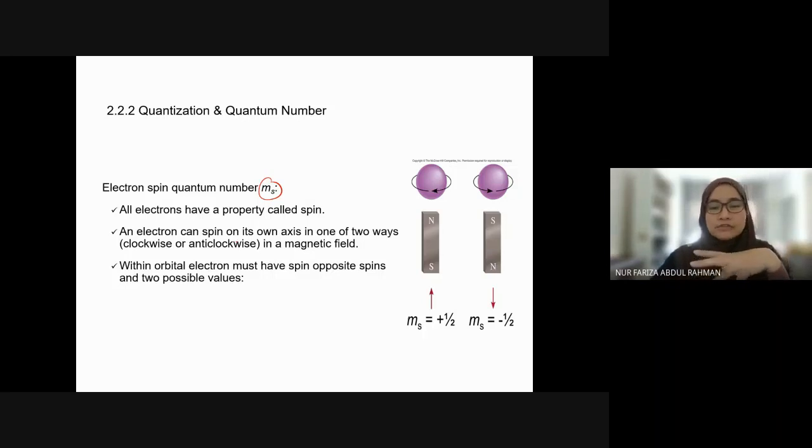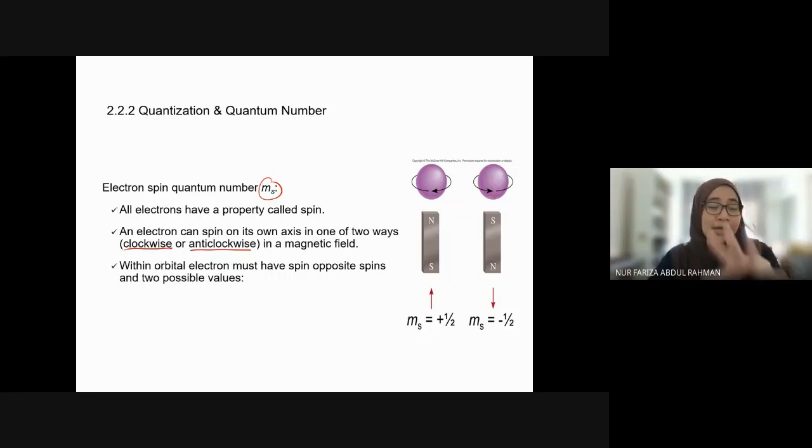So how the electron spins: there are two ways for the electron to spin or to move. It can either spin clockwise or anti-clockwise in a magnetic field. So this is our electron, and it can spin clockwise or anti-clockwise. That's all. That's for MS.